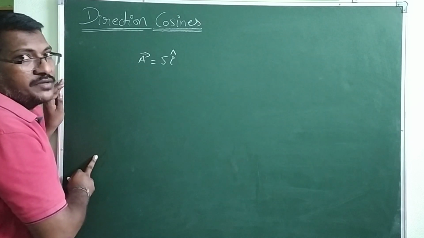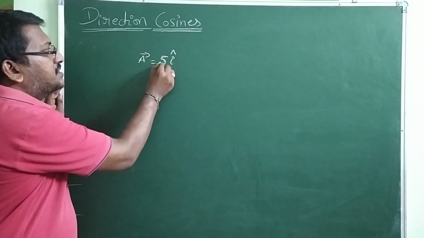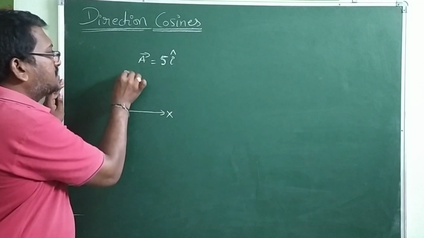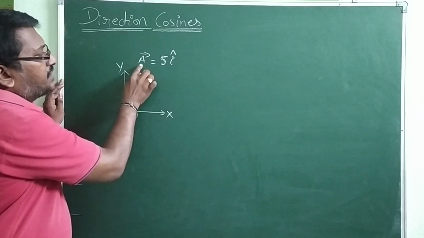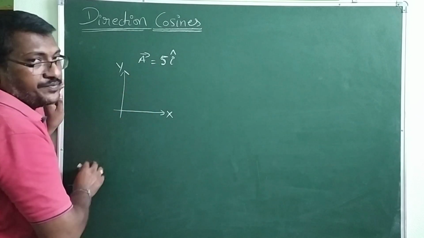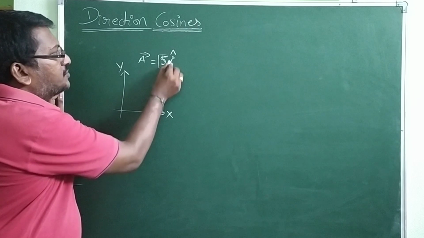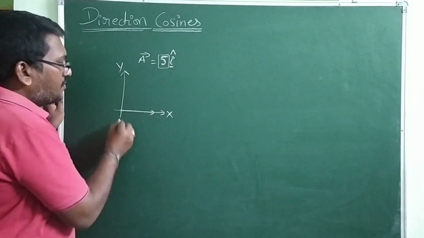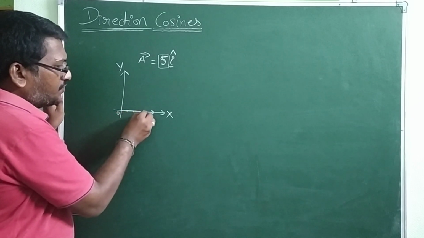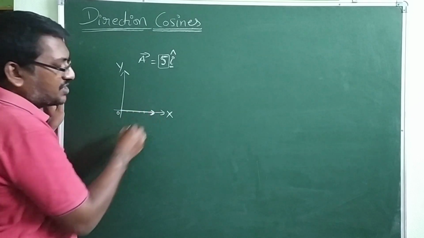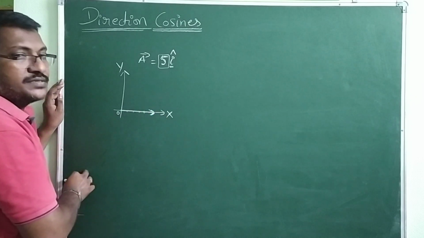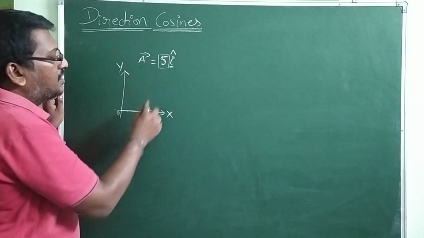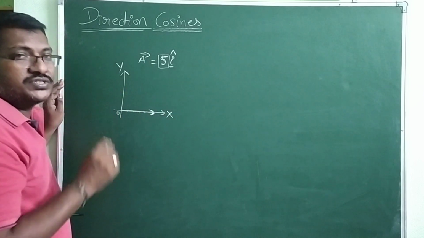What is the angle made by the vector? Now you can simply say this vector lies along the x-axis. This is the x-axis, this is the y-axis. The given vector here is a bar, that is 5 i cap. That means the vector has a magnitude of 5 units and lies along the x-axis. For example, here 0, 1, 2, 3, 4, 5, up to here 5 units. That means the vector is like this, lying along the x-axis. That means the angle made by the vector with the x-axis is 0.